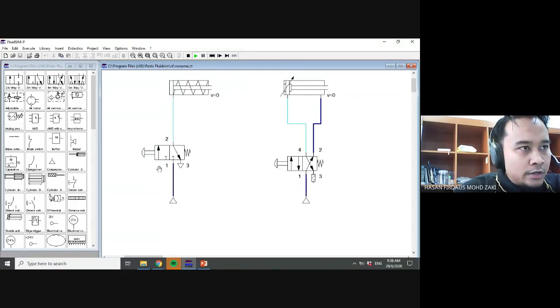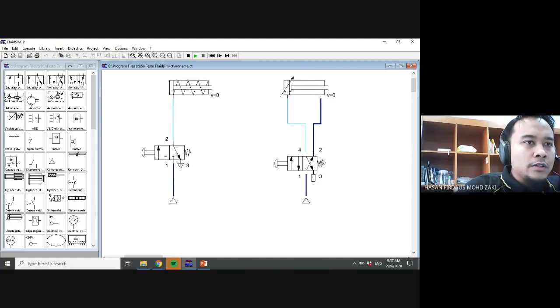Because this one has only one port at the top, which is port 2. This one is used to control the single acting cylinder, because a single acting cylinder has only one port. So this one will connect directly to the top part of the DCV, which is port 2. As for the double acting cylinder, you have 2 ports here.